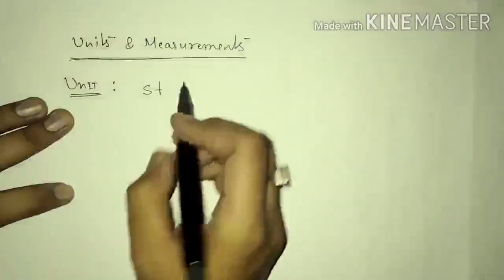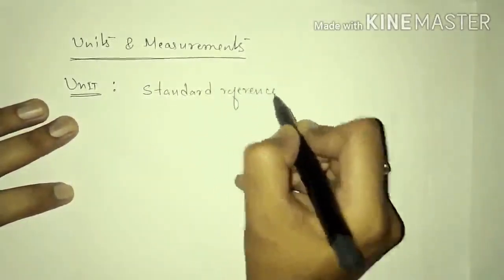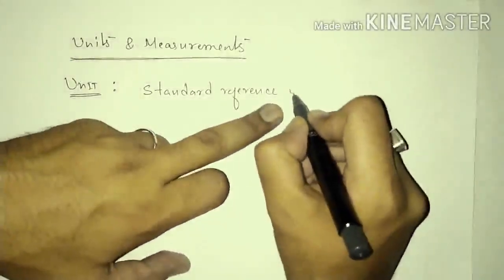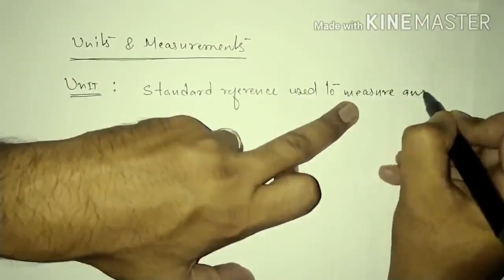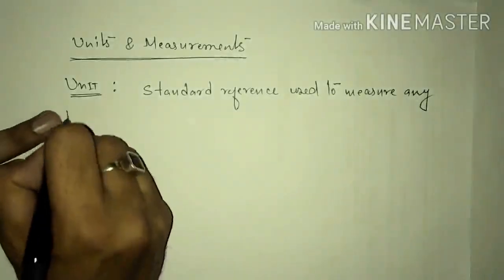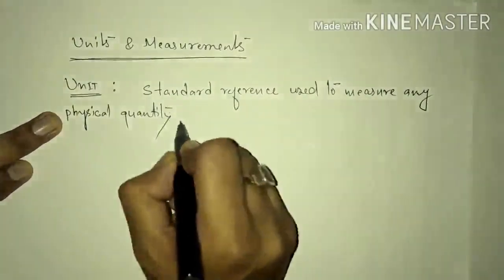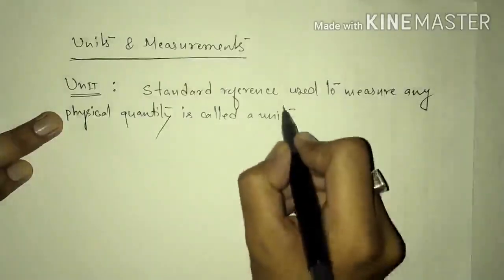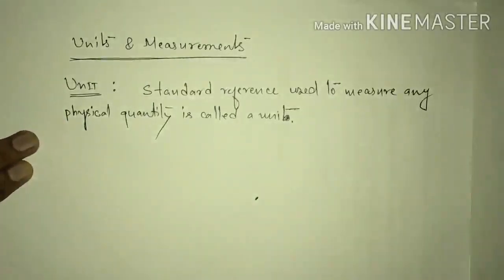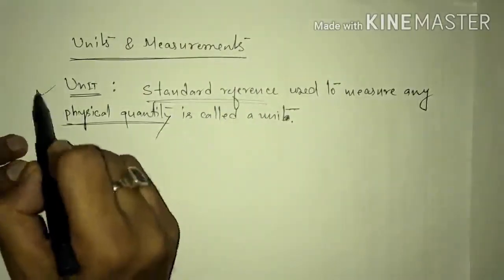So what I said is that a standard reference used to measure any physical quantity is called a unit. So whenever we go for measurement of any physical quantity, it has to be represented by a standard reference. And that standard reference is called nothing but a unit.